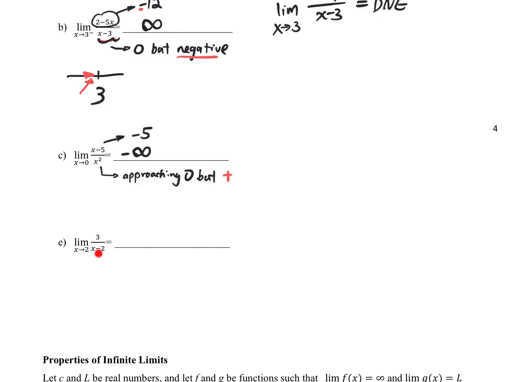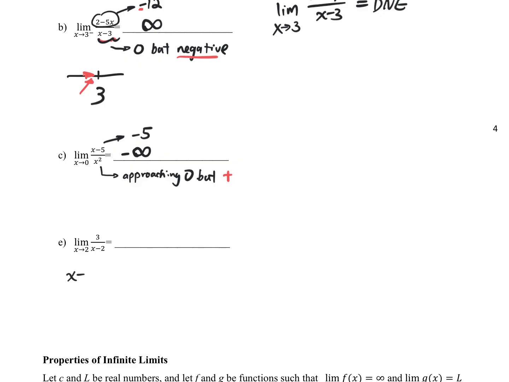When you plug in 2, this will be 0. You cannot just say, based on that, that the limit does not exist. We want to know more specifically: is that positive infinity, negative infinity, or does it really not exist? That means the left and right limits do not agree. So we'll have to look at the left and right limits. Let's look at the left limit first.